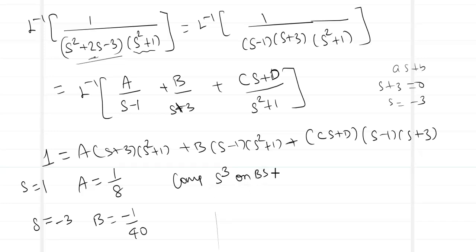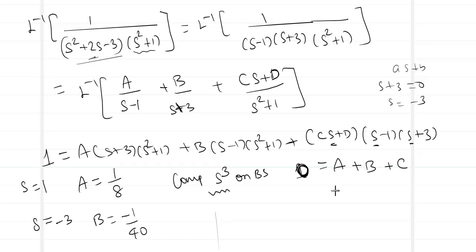When I compare s cube on both sides, you don't have an s cube over here, so the coefficient will be equal to 0. On your right hand side, s square into s gives s cube, so you will have a. S square into s, so you will have b. C as an s, there is an s here and an s here, s square into s, so you will have plus c. So I have a plus b plus c equal to 0 on comparing the coefficient of s cube.